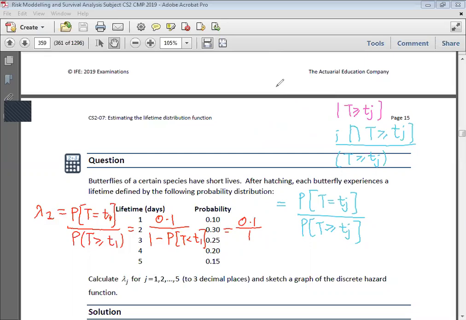Let us try to figure out lambda 2 now. Savri, can you help me figure out lambda 2? Yes, ma'am. It will be 0.3 upon 0.9. Okay, and why do you think it should be 0.9 in the denominator? Ma'am, because it will be 1 minus the probability that T is less than T2. So it will be 1 minus the probability that T is equal to T1, which is just 0.1. Exactly right. Very good. So Isha, can you tell me how should I figure out my lambda 3?